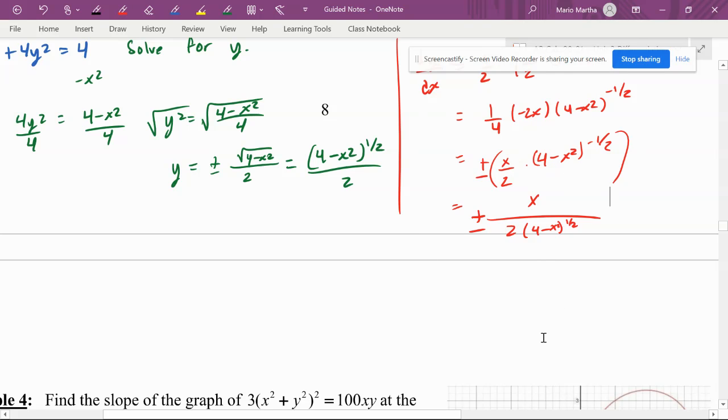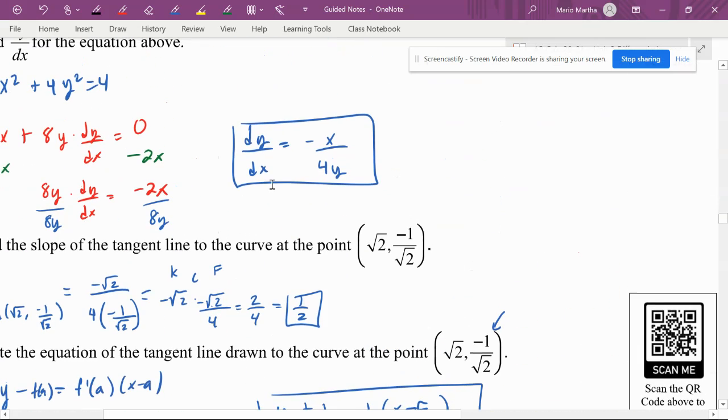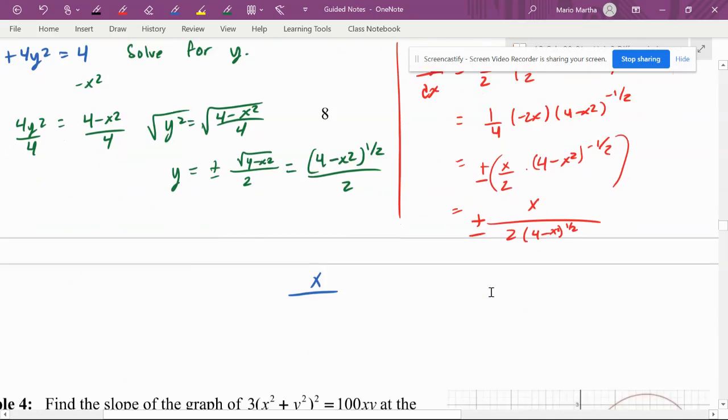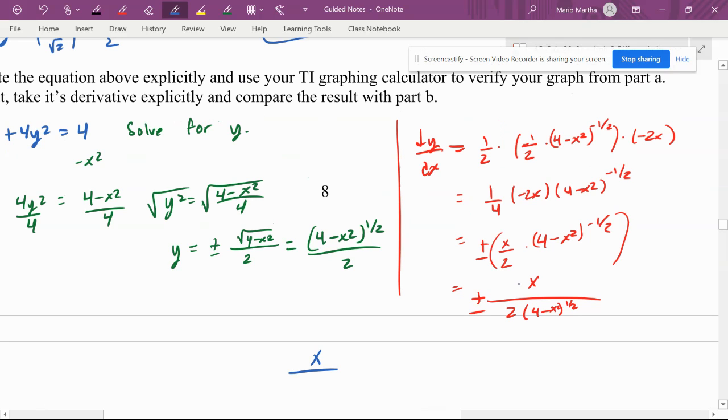All right, so how can we compare this? So the first one we found was that dy/dx is equal to negative x over, actually not negative x, it was just, let's look at it over here. Well, yeah, it was negative x over 4y. I did have the negative x. I did have it correctly. Sorry about that. So negative x over 4y.